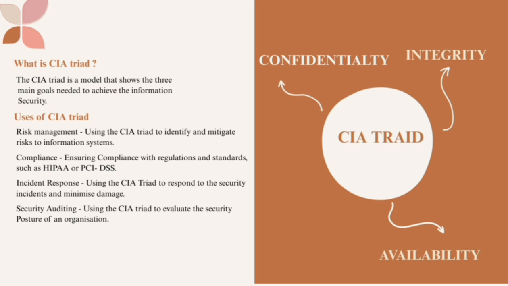First of all, risk management: using the CIA Triad to identify and mitigate risks to information systems. Compliance: ensuring compliance with regulations and standards such as HIPAA or PCI DSS. Incident response: using the CIA Triad to respond to security incidents and minimize damage. Security auditing: using the CIA Triad to evaluate the security posture of an organization.